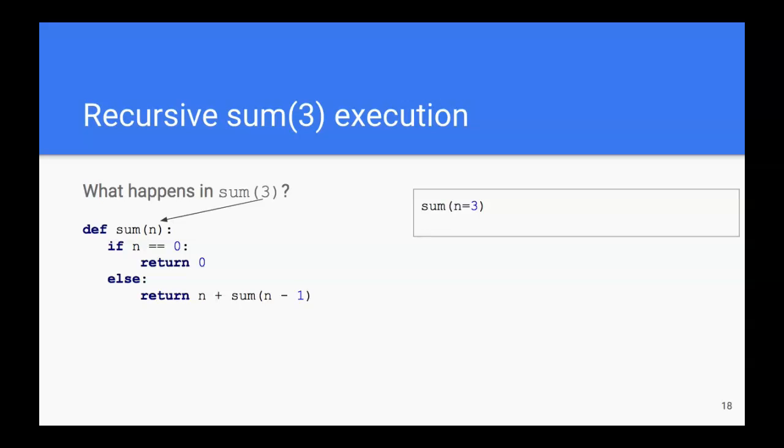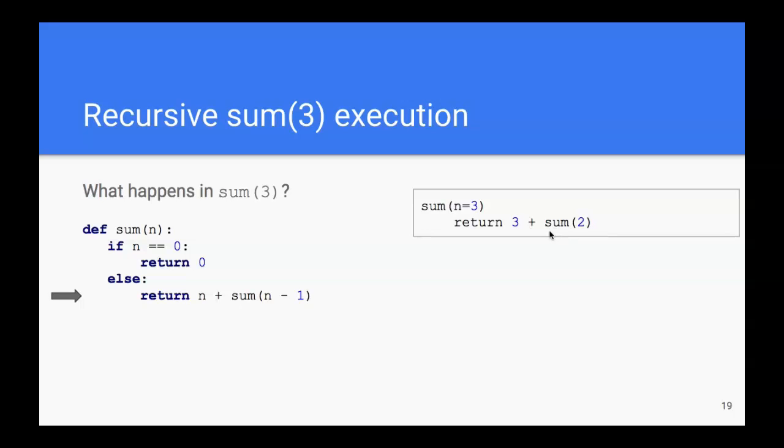So let's work out how sum of 3 works. The first time we're here, sum of 3, n is assigned the value 3. 3 is not 0, so we don't come in here, we don't return. So what we come into is this line. It would actually say return 3 plus 3 minus 1, which is 2. So this would return 3 plus sum of 2.